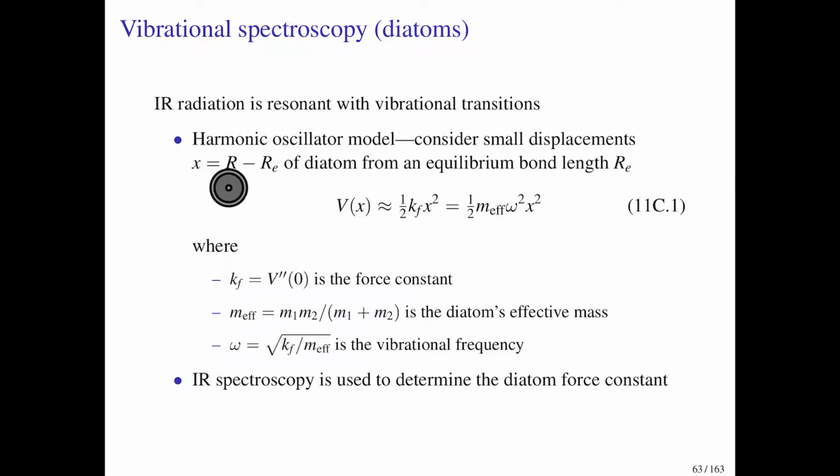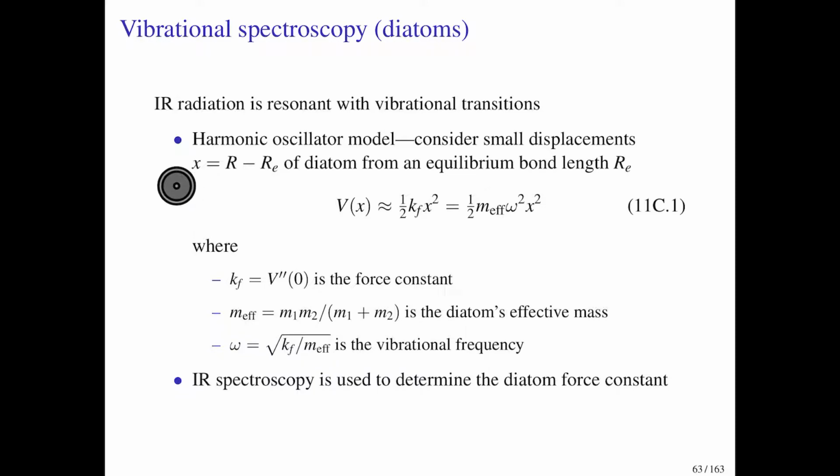So R is the time-dependent bond length, and then R_e is the average or equilibrium bond length of the diatom. And the quantity x represents the displacement of the molecule from equilibrium. So x can be positive or negative, and the idea of the harmonic oscillator model is that x is going to be small.